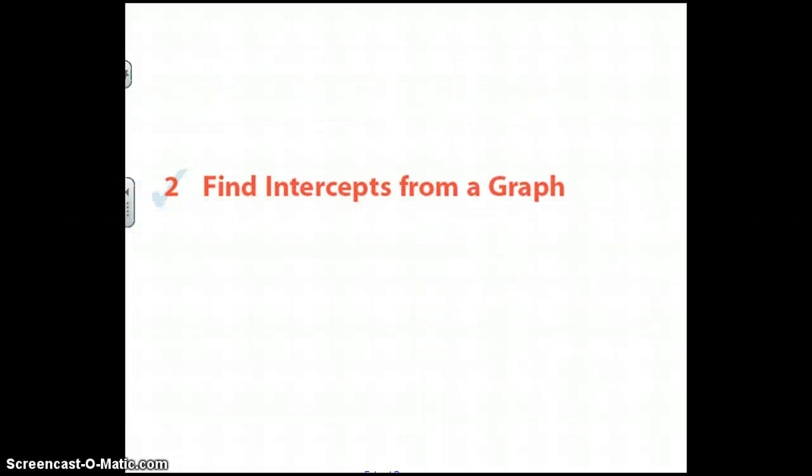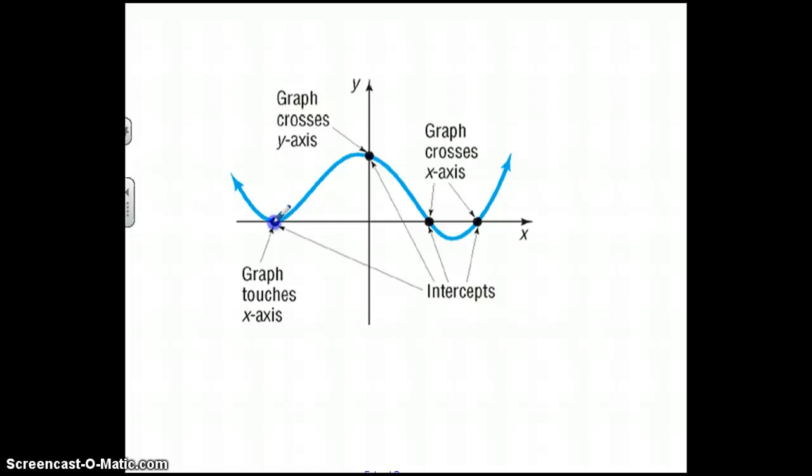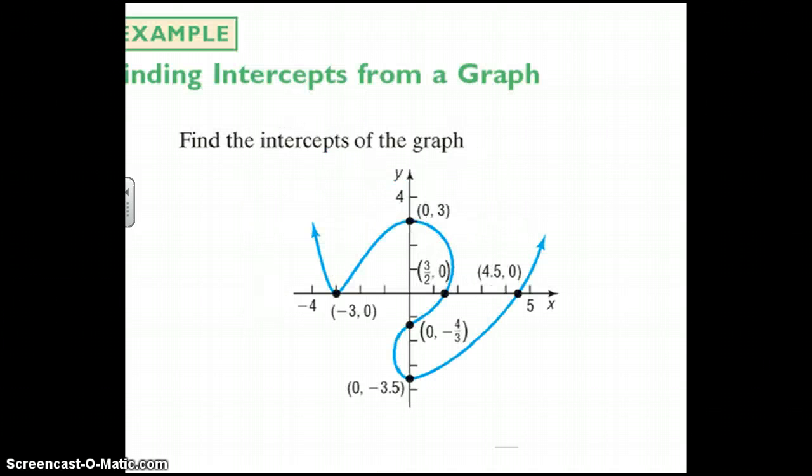Finding the intercepts of a graph, we have some things called x-intercepts. In this case, I've got 3 x-intercepts, and in this particular scenario, I've only got 1 y-intercept. You can actually have more than 1 y-intercept, but then it's no longer a function because the vertical line test does not pass. This is actually called a double root.